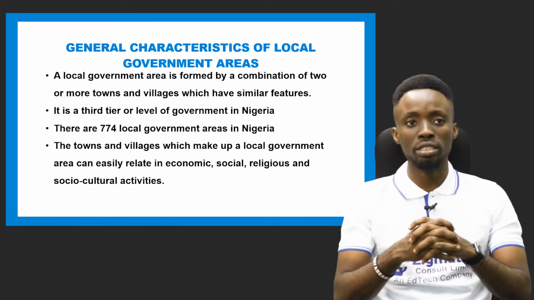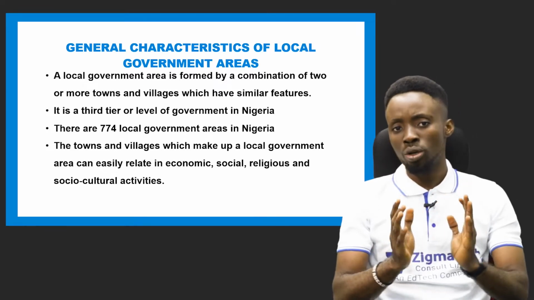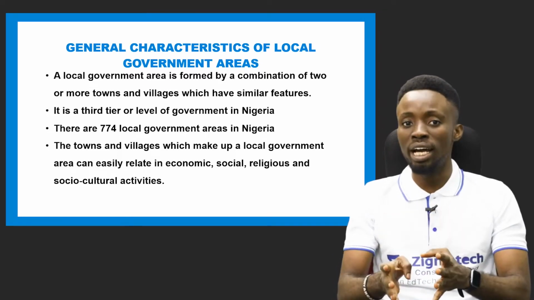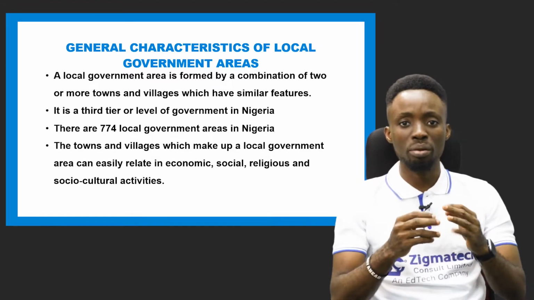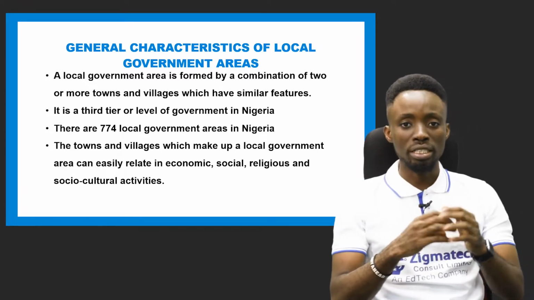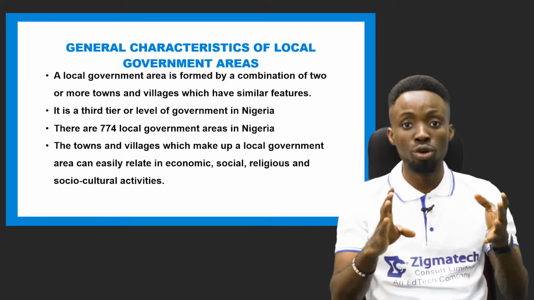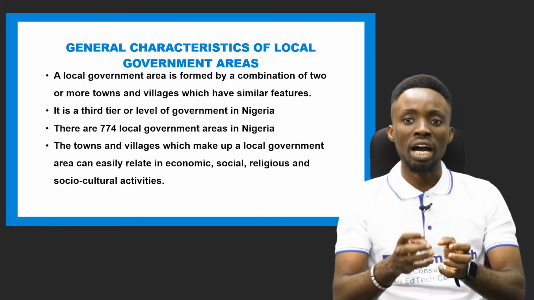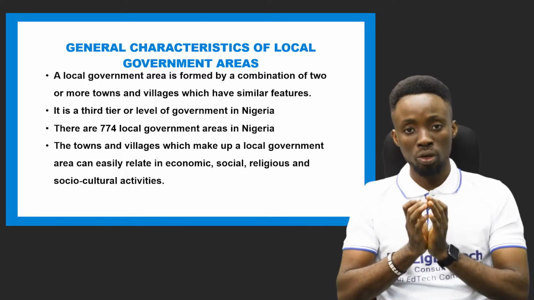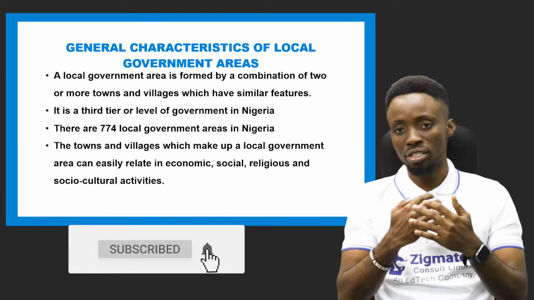If you look at Obio-Akpor local government in Rivers State, you would observe that it is made up of lots of similar villages, and most times they bear similar patterns of names based on their culture. Let's take for instance in Obio-Akpor local government, we have places like Rumuola, Rumuokwuta, and Rumuokoro. These are towns that are combined together to form the local government area. So that's how every local government area in Nigeria is formed.